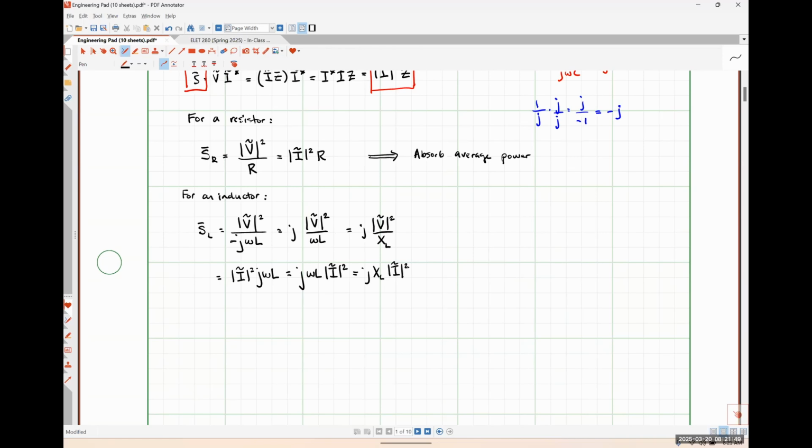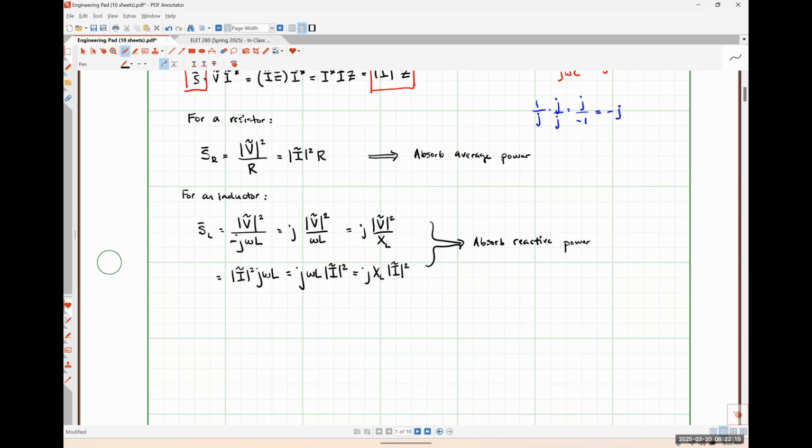So that means that inductors work to absorb reactive power. Okay. So any inductor I have is always going to be absorbing reactive or imaginary power.